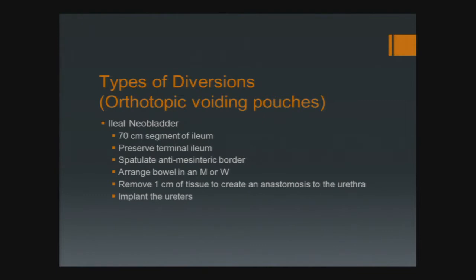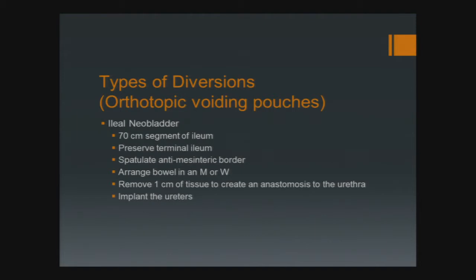So an ileoneobladder is one of these types of orthotopic voiding pouches. And I'm just going to breeze through some of these types just to give you a sense of how many different types there are. We primarily do 2 different types of diversions here, but there are almost an infinite number being done.